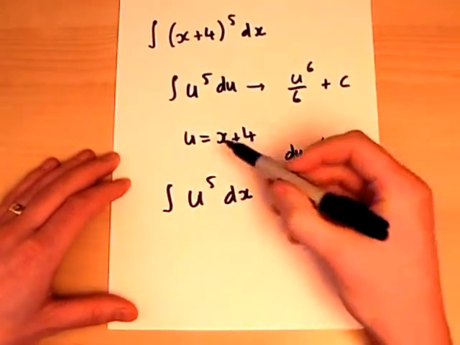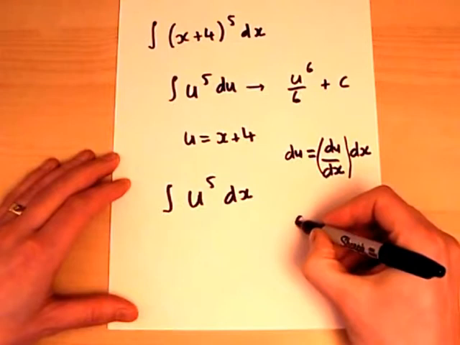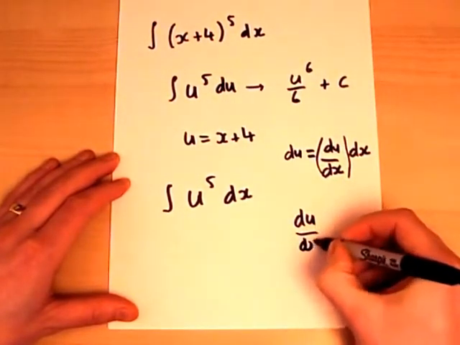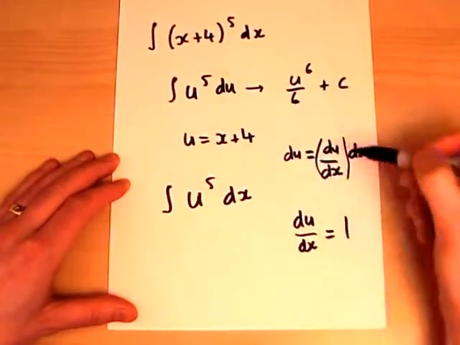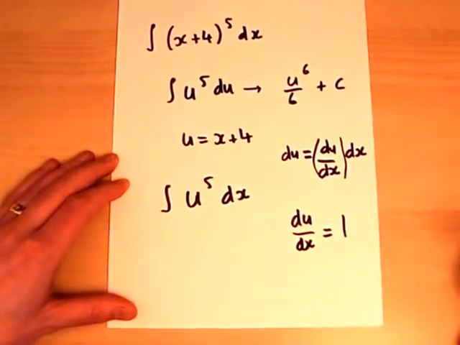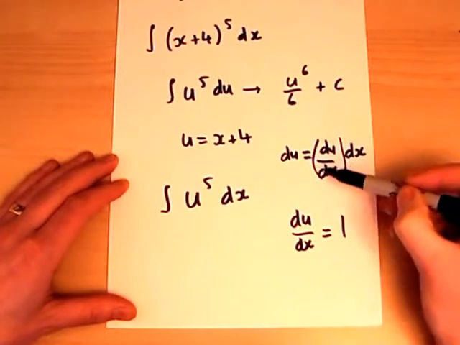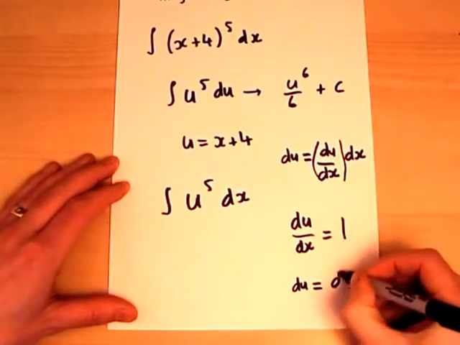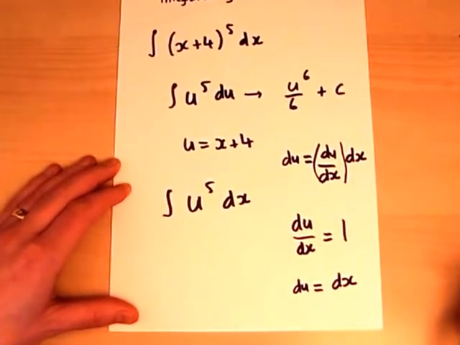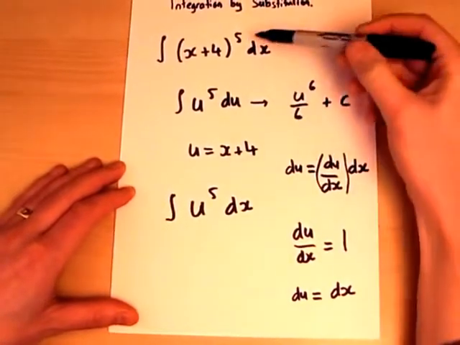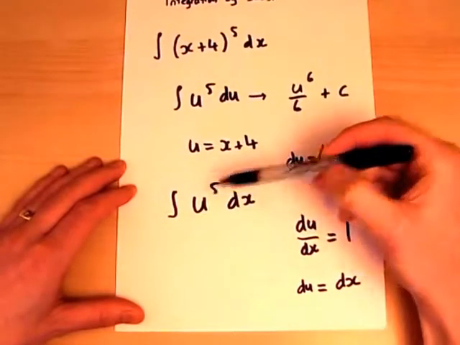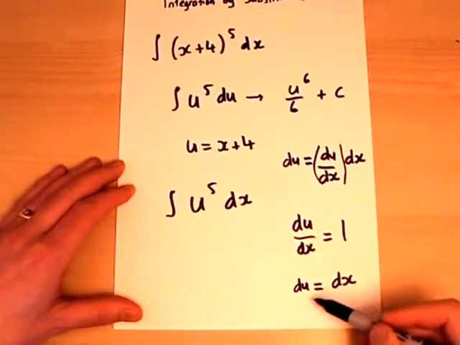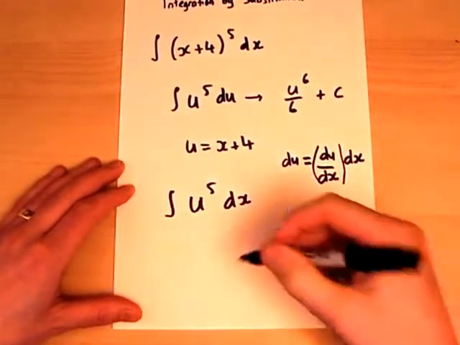So if we do that for this function, it turns out that du by dx is just 1, because if we differentiate x plus 4 with respect to x, we just get 1, and therefore in this expression here it means that du equals dx. And so going back to our integral that we're trying to do, where we substituted this for u and we're trying to swap this dx, it turns out for this example, very simply, du is actually equal to dx.